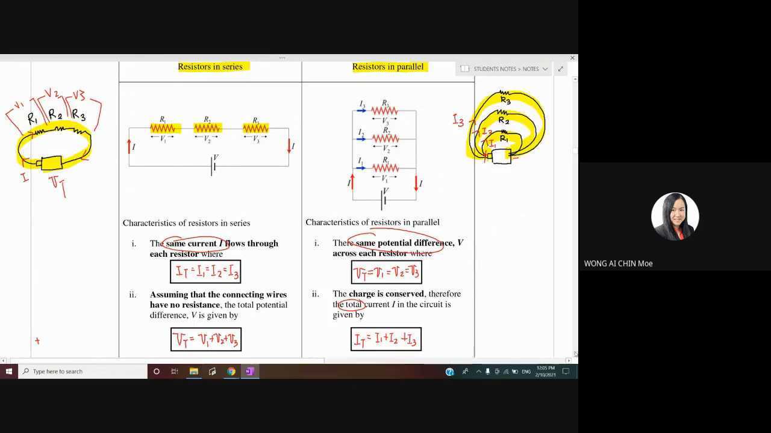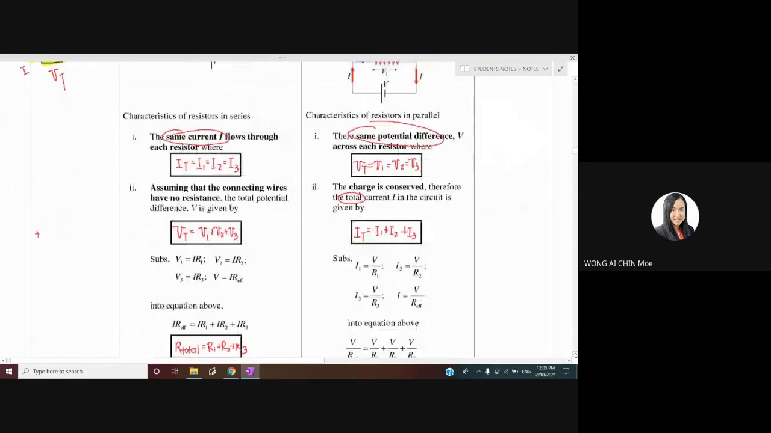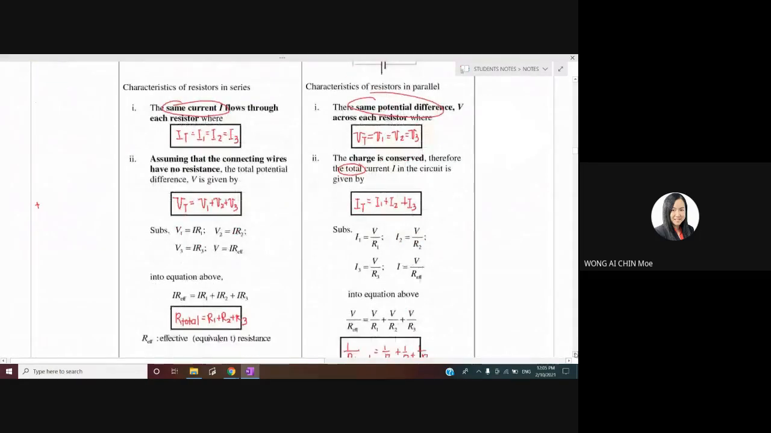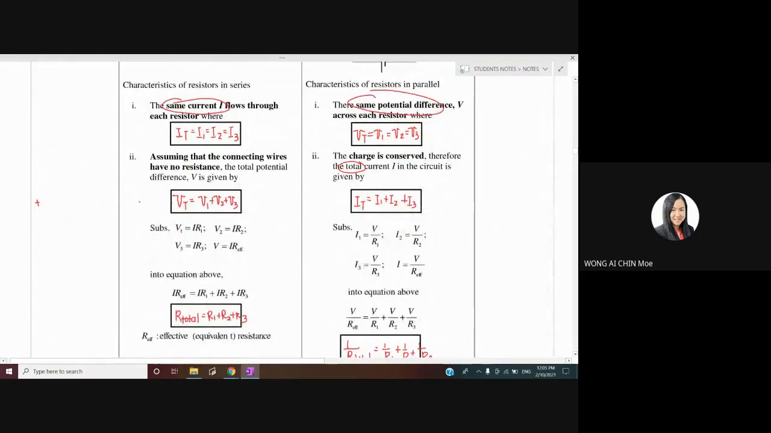Next, if you want to find V1, you must use V1 equals I R1, because I is similar along the circuit. If you want to find V2, you must use V2 equals I R2. If you want to find V total, you must use V total equals I R total. Therefore, our R total for series is equal to R1 plus R2 plus R3. So this is for series.